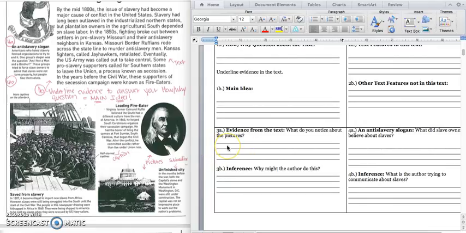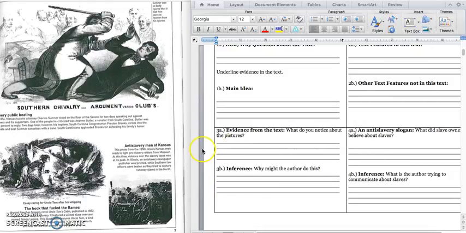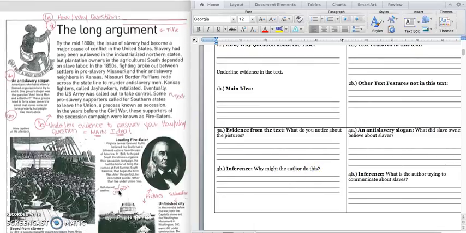Some of the pictures are black and white while others are in color. Some pictures are small while other pictures are large. Silently write that down for 3A. Press pause and then you can press play when you're ready. And 3B says, why might the author do that?